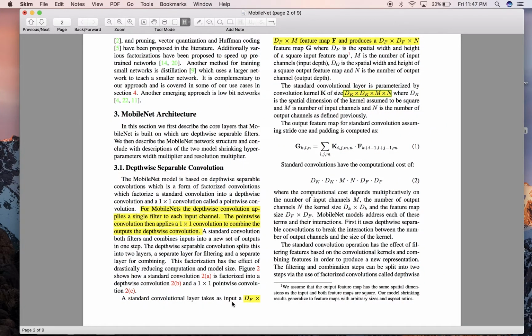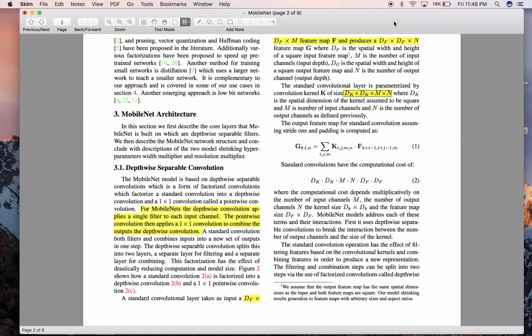And he says consider a standard input of df into df into m. So this is our input size, and this is our output size of one convolution. And so first he goes over the case of a normal convolution, because you want to compare how the depthwise does to just a regular convolution. So he says consider a kernel size of dk into dk into m into n. So this means that there are n filters of dk into dk into m channels. So this is the number of these filters.